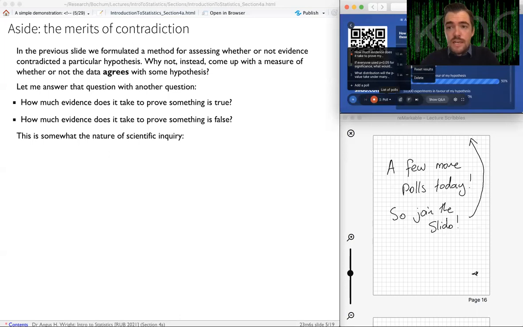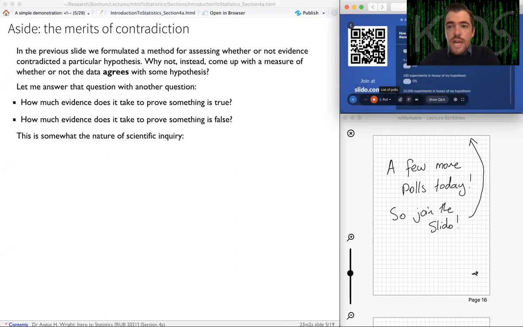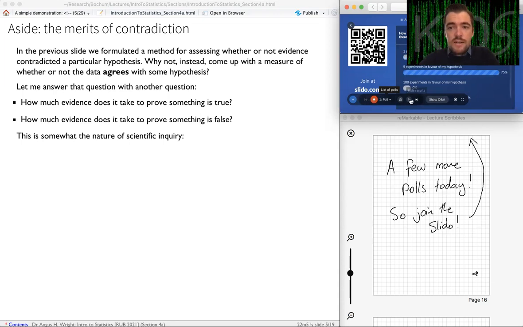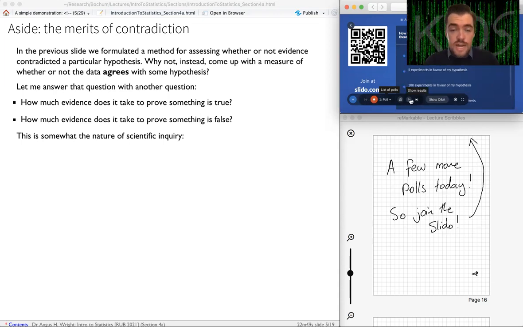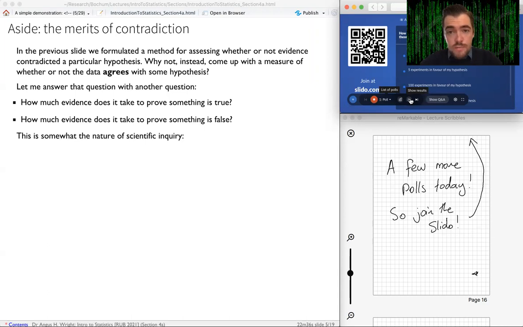Okay, so let me clear these results and we can start again. So now, instead of proving that my theory is correct, I want to say to disprove my theory. So how many observations does it take for us to disprove a theory? Now, I probably should have said this at the beginning, but I'm going to say it now. Let's assume for the moment that all experiments are perfect, that the only thing that goes into an experiment is random noise.